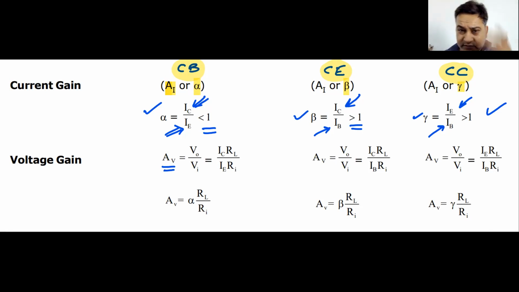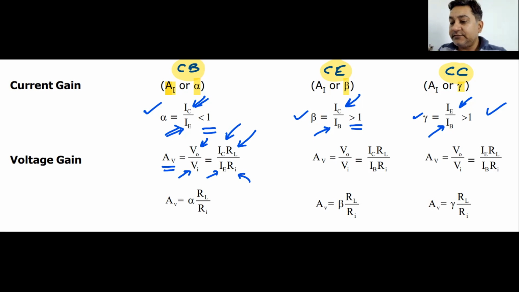Again, gain is always output divided by input. Voltage V is equal to IR. We remember this. Output current is IC. The load is RL. So IC multiplied by RL will be the output voltage. IE multiplied by input resistance will be your input.